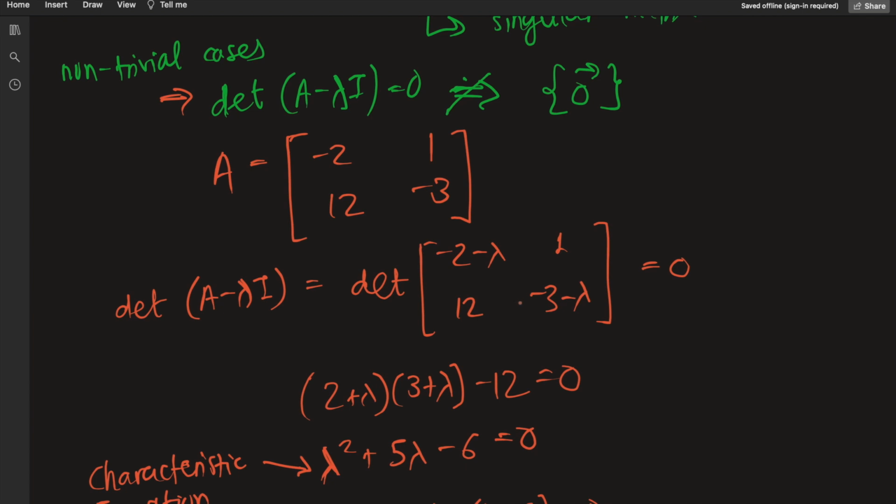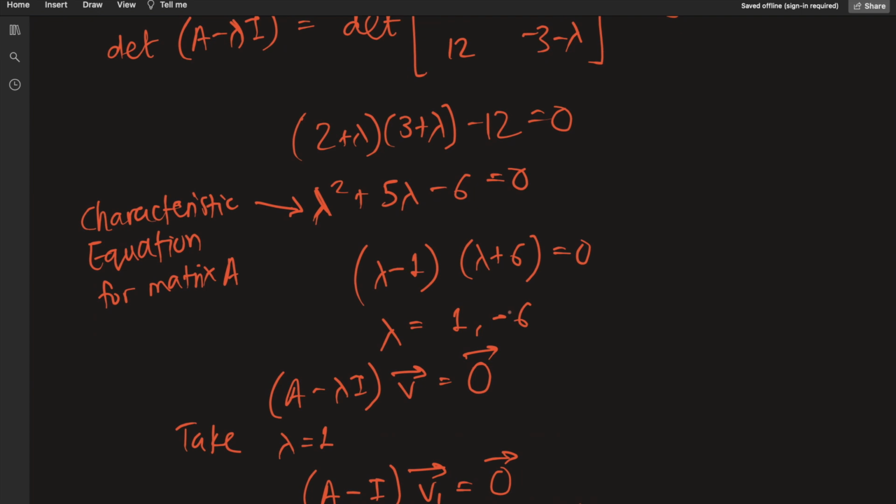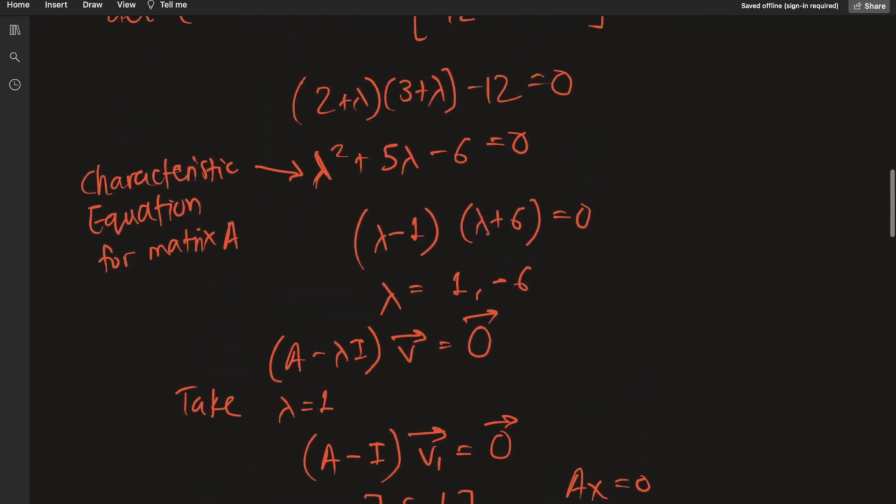And more importantly than that, it's solving this polynomial too, finding roots of this polynomial. And sometimes it just doesn't factorize out. Sometimes you get irrational eigenvalues, sometimes even complex eigenvalues.